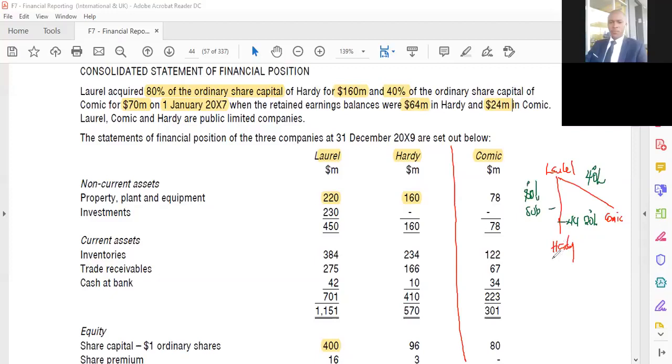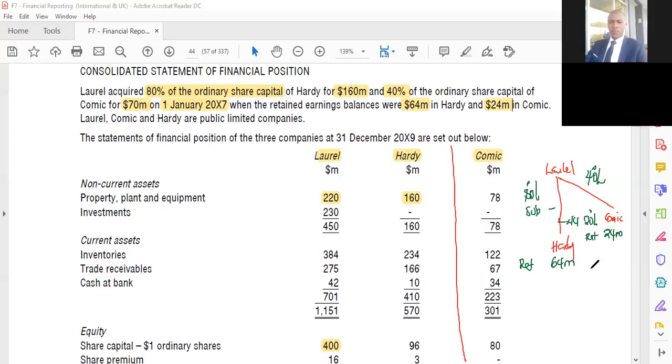To make things easier, you even know that at this date the retained earnings for this one were 64 million. Those are the retained earnings. Then for this other one, they were 24 million. The retained earnings were 24. That is your group structure. That's how you do it. Simply pick these things and make that structure.